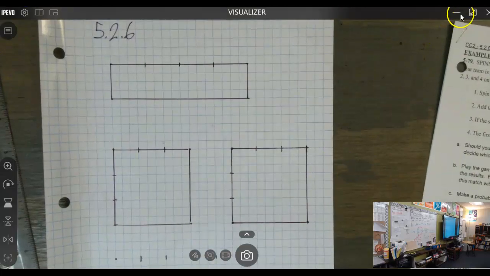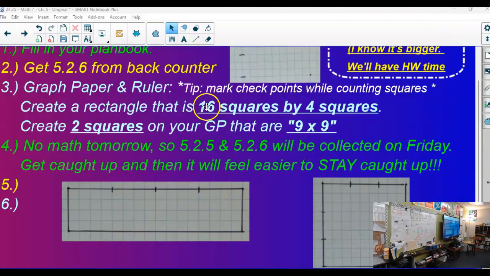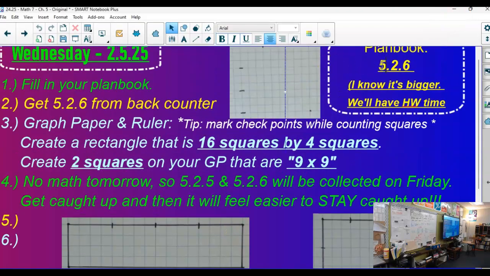All right, Reese, we're sad that you are still not here with us. Today we're doing 526. It's a bigger homework. We are blocked with connections. We will spend class time working on your homework.